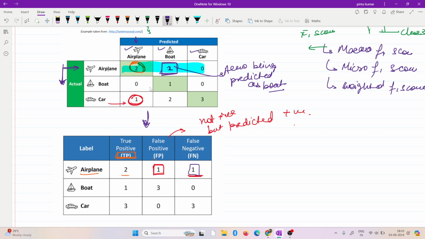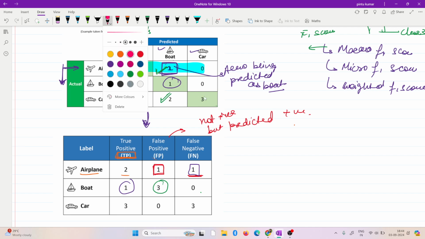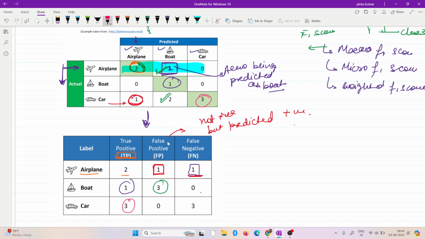Similarly, boat being predicted as boat is 1. Points predicted as boat but not boat are these two entries, first one is this, second one is this, so 1 plus 2 is 3. Then points which are boat but predicted as something else: 0 plus 0, 0. For car, from here you have 3 true positive, false positive from here you have 0, and the sum of these two, 3, is your false negative.